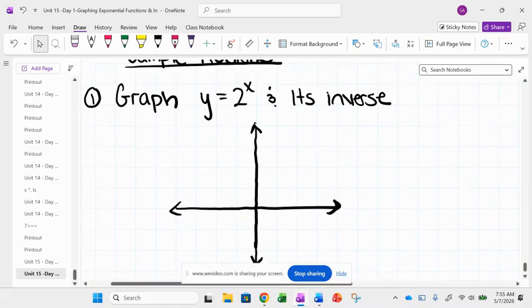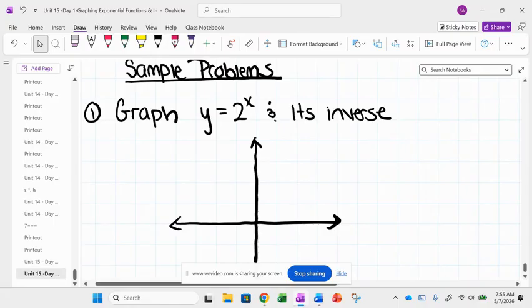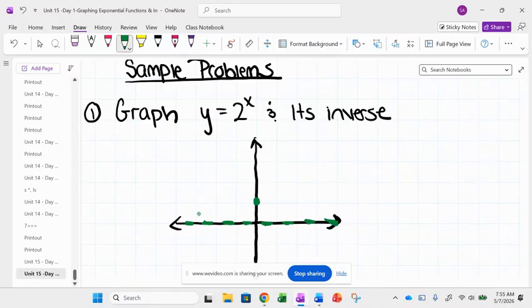Well, isn't y equals 2 to the x power just a parent graph? So what's my key point for y equals 2 to the x? Ariana? 0, 1. And don't we have a horizontal asymptote 1 unit below the key point? So it looks something like this. Do we agree? Okay, so this is y equals 2 to the x power.